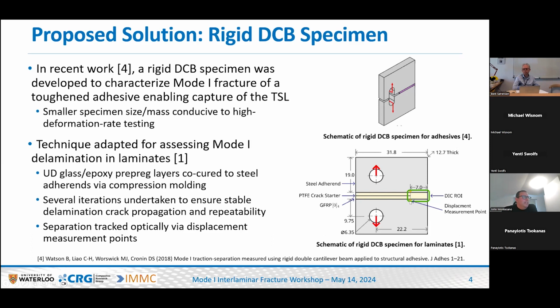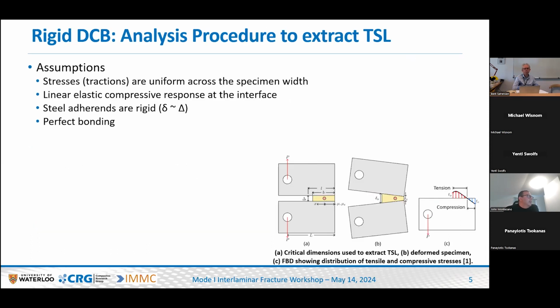We were able to directly capture the separation on the sample using these displacement points at the interface between the adherends and the GFRP. So in order to determine the corresponding tractions, we have an analysis procedure that was adopted from previous work. There are a few assumptions here. Predominantly, I would say the one that is important is that the steel adherends are in fact rigid.